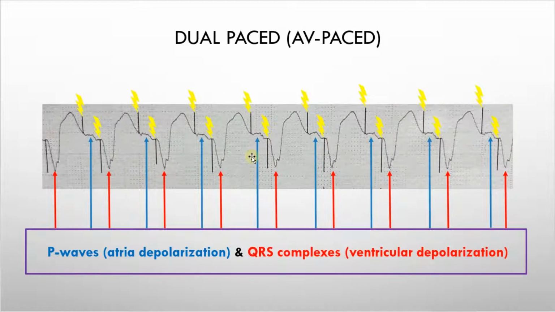Okay, which brings us to our dual pace, and sometimes we call them AV pace, meaning atrial and ventricular pace. And in here, you can see that we just mix both the atrial and the ventricular pace together. So the pacemaker is going to fire before the atria, and the atria depolarizes, and then it's going to fire again before the ventricle, and the ventricle depolarizes. So in this mode, both chambers are being paced, as you can see over here. And the same principle applies. Electricity comes first, followed by a mechanical contraction.